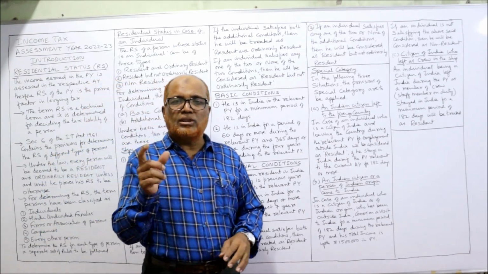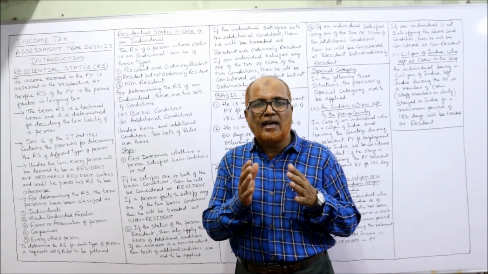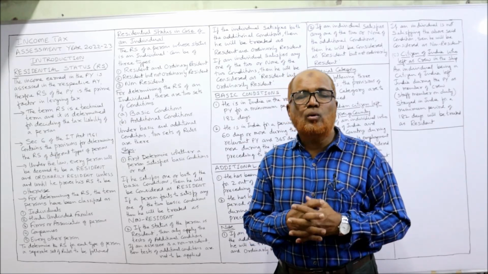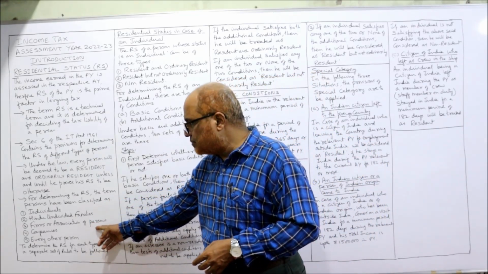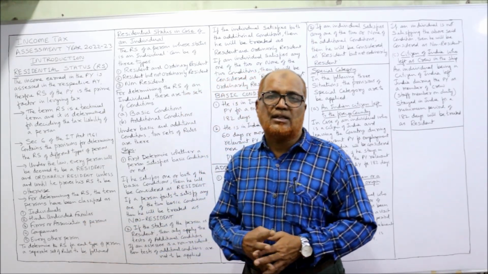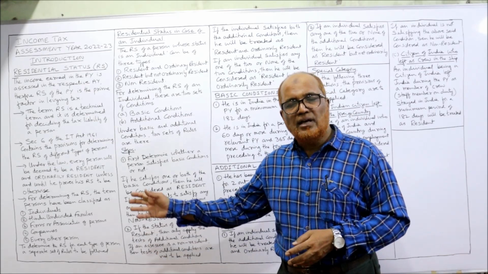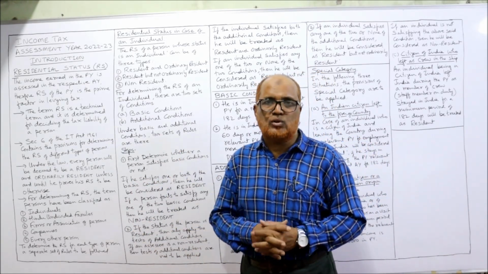That's all. So these are the provisions regarding residential status of an individual. Still, we have to discuss how to determine the residential status of Hindu undivided family, firms, companies, and every other person. In the next video, I will discuss how to find out the residential status of persons other than individuals.